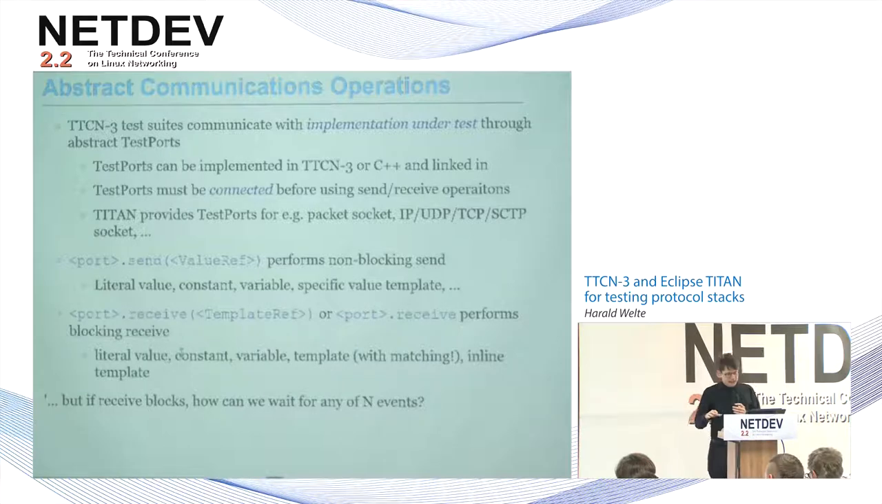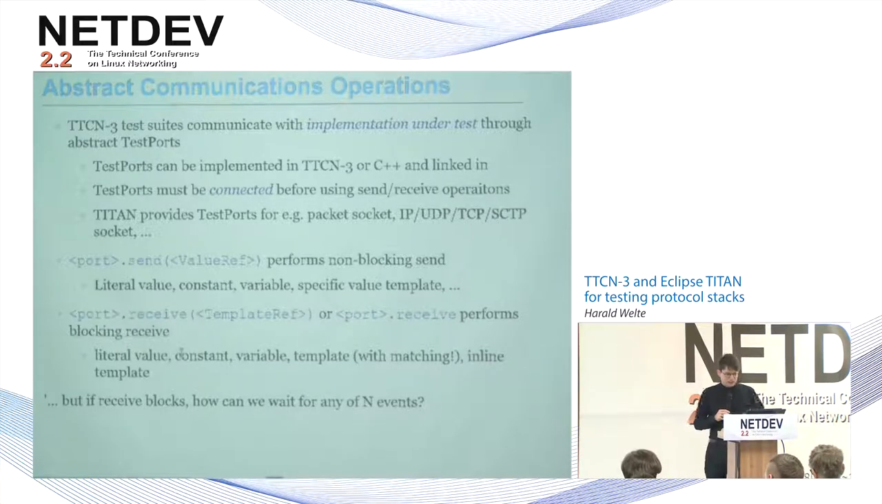So in TITAN, for example, you have test ports that map onto a packet socket, onto an IP, UDP, TCP, SCTP socket. And in the end, then you can send and receive data on the port. And for sending, you give some value and it performs a non-blocking send, and you can have literal values, constants, and so on to send. The receive operation is always blocking in TTCN3, and now people will probably have question marks in their head, how can that work? We will look at that.